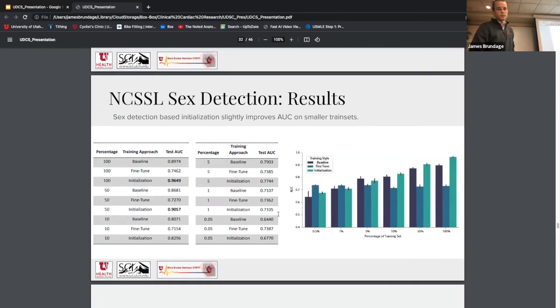And this one got us really positive results. With 50% of the data, we were able to achieve a slightly higher AUC using our initialization approach. And interestingly, if we used 100% of our data, so if we used all 41,000 to train our model in the sex detection task, and 41,000 to train it in the downstream task, we saw an improvement in AUC from 0.89 to 0.96, approaching 0.97. And so we saw this large jump in performance. What I hypothesize about that is that our sex detection task is actually facilitating useful feature extraction for this downstream task of detecting ejection fraction.